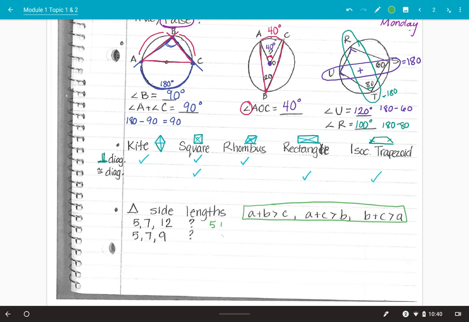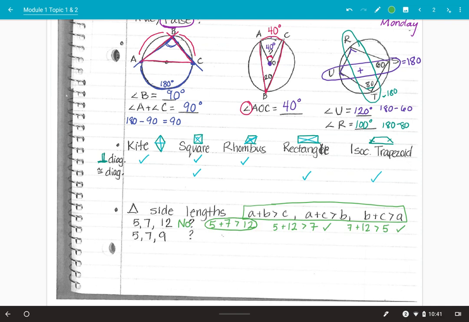So is 5 plus 7 greater than 12? Let me put a 7 because my greater than looks a little bit different. Does 5 plus 12, is that greater than 7? And is 7 plus 12 greater than 5? So we know this one is yes. 5 plus 12 is definitely bigger. Now 5 plus 7 is 12. 12 is not bigger than 12. So this one is a no because 12 is not bigger than 12.